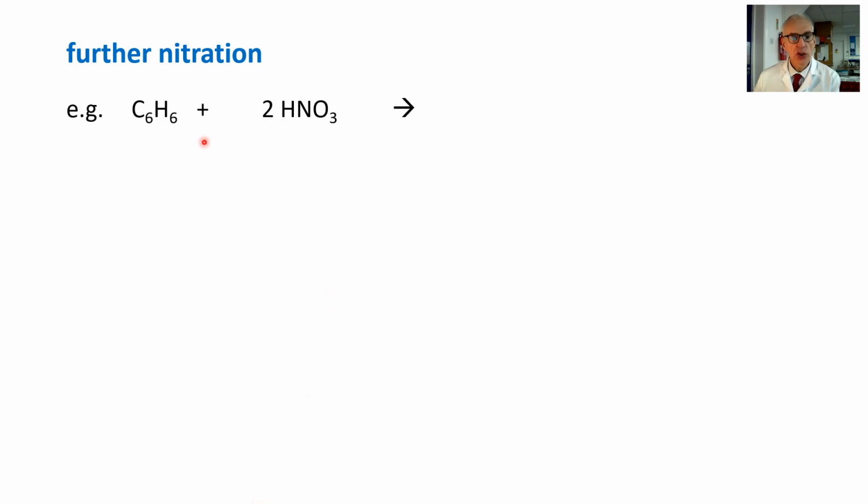Now, it's also possible for nitration to continue past the mono-substituted derivative. Let's take an example here, C6H6 for benzene, not reacting with one nitric acid, one hydrogen nitrate, but with 2. So we're going to form a disubstituted product. Can you complete the equation writing a molecular formula? Pause, come back when you are ready.